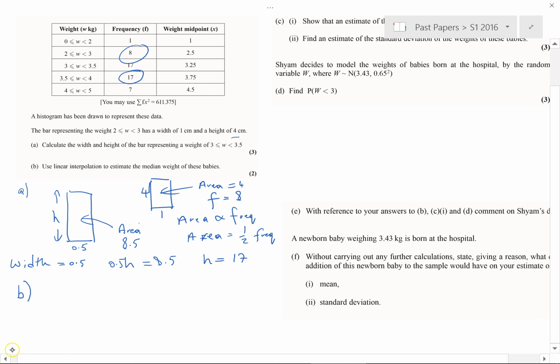Right, okay, so let's get on with that. Linear interpolation. The normal textbook that people use makes a bit of a meal of linear interpolation, I think. So anyway, I'm just going to do this quite quickly. We've got the median. First of all, not the 50th, the 25th, because we've got 50 in total, so we halve that. So we want the 25th. You can take 25.5 as well.